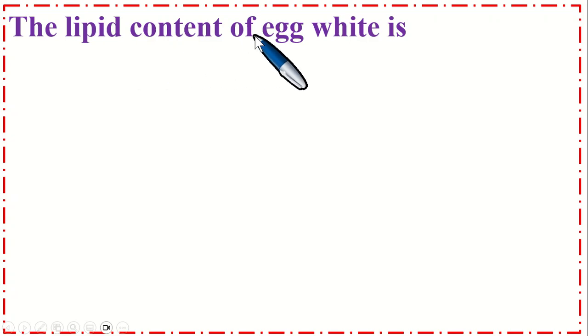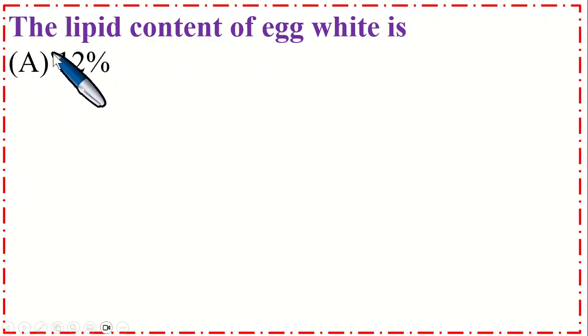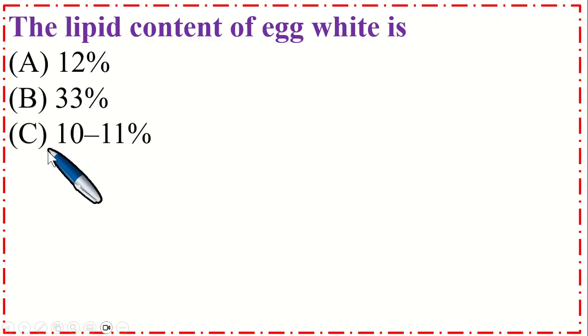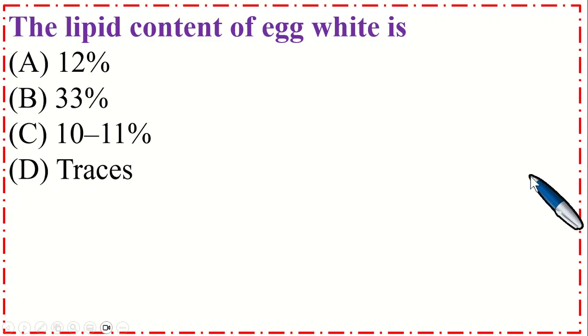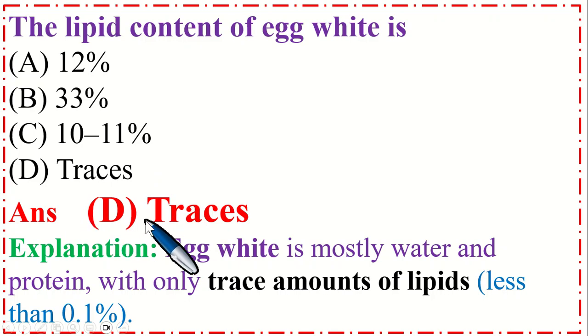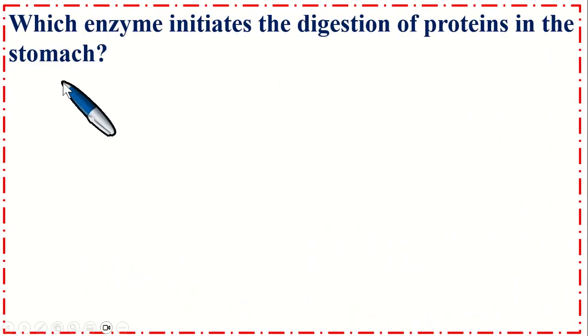The lipid content of egg white is: option A 12%, B 33%, C 10 to 11%, and option D trace. So the correct option is D, trace. Explanation: egg white is mostly water and protein with only trace amounts of lipids. So dear students, this is a very important MCQ.